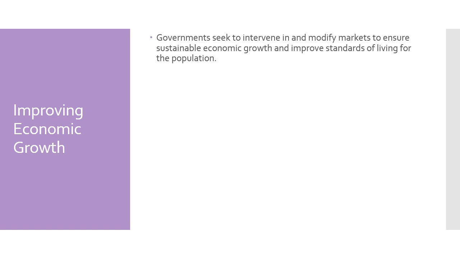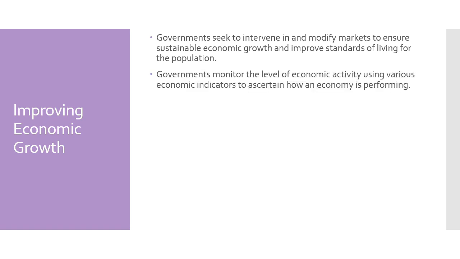The second reason governments intervene is they want to improve economic growth. This is looking at how much the economy produces in a year. And of course, how much income can we generate from that? So governments seek to intervene to ensure that there's sustainable economic growth. And we know that sustainable economic growth is about 2 to 3%, because this helps to improve the living standards of the population.